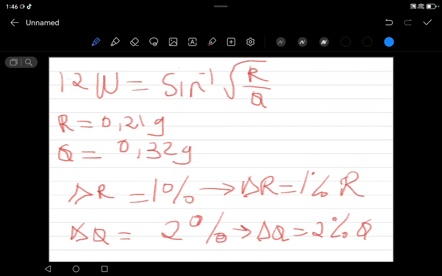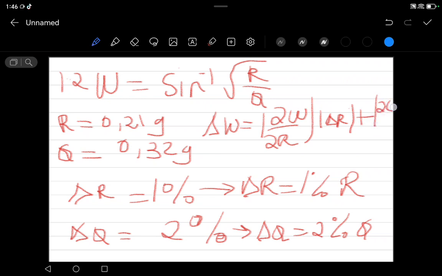Yes, I got it. So from here you just write your absolute error, which is going to be the partial derivative of W over the partial derivative of R times the change in R, plus the partial derivative of W over the partial derivative of Q times the change in Q. So this is how you write your equation, and you derive W with respect to R and W with respect to Q. Okay, so we're going to continue on Monday, and then we're going to do test 1.2, and show you how we derive arcsine square root of R over Q.